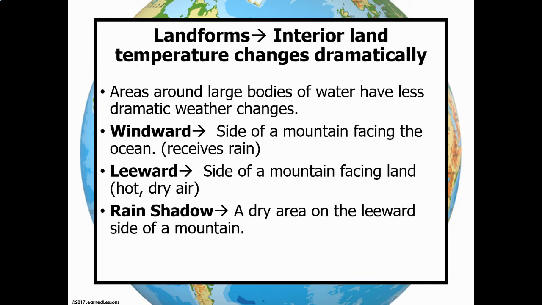And then the very last thing we're going to talk about is going to be landforms. So really what it's talking about is areas around large bodies of water have less dramatic weather changes. That's because the wind is going to come up off the water and it's going to cool it down. But really what I want you guys to know is the rain shadow effect. So the rain shadow effect happens on mountains.